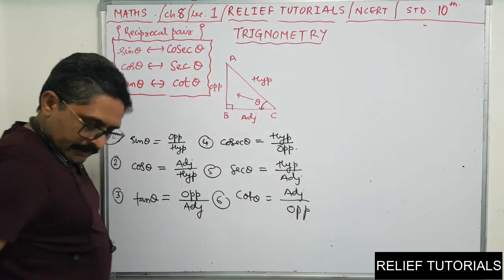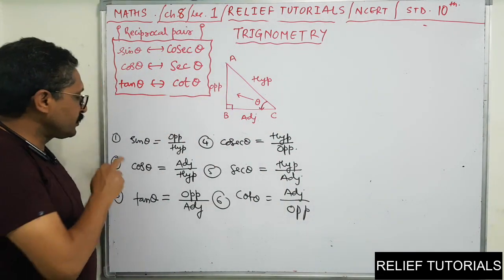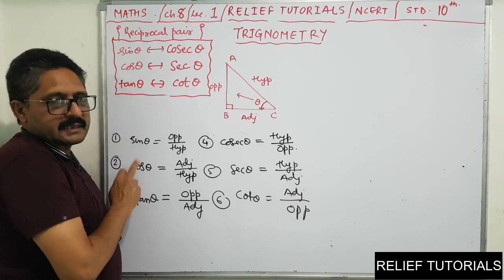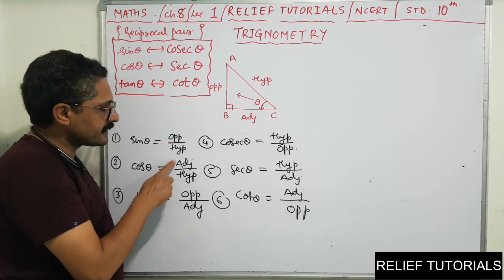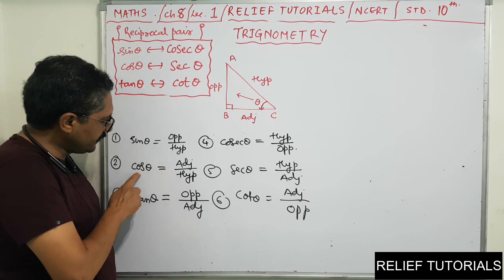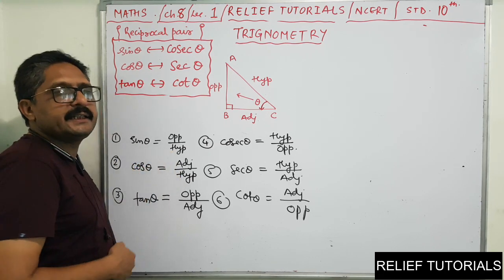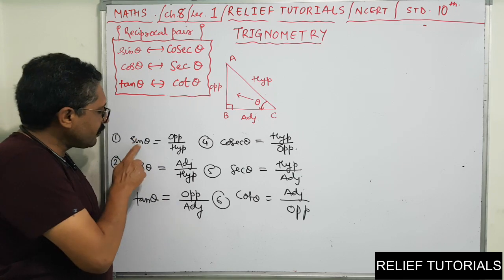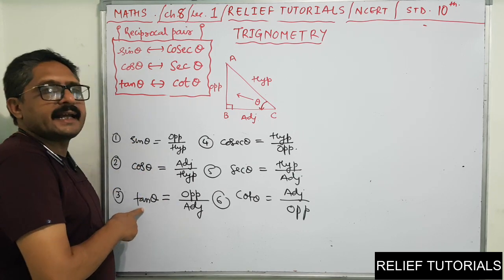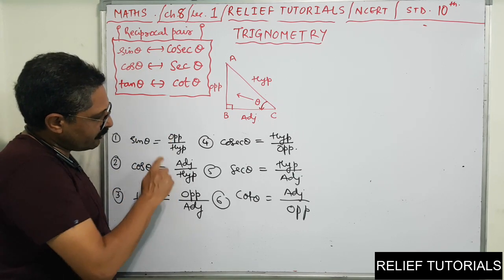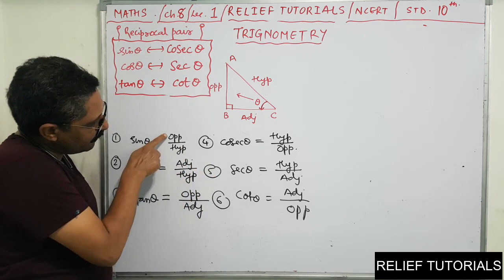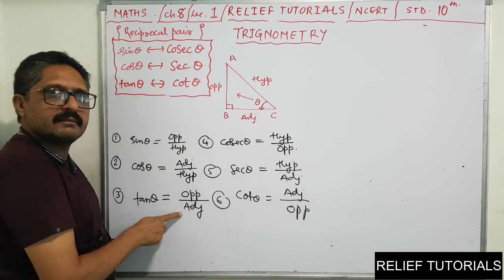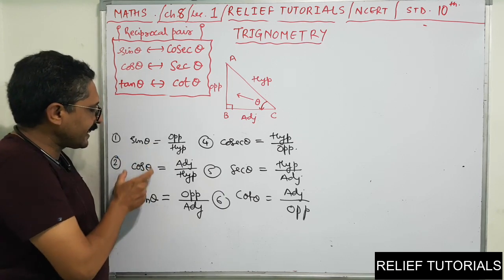Which are the two basic ratios? Sin and cos. Sine is opposite upon hypotenuse, cos is adjacent upon hypotenuse. In both cases, hypotenuse is in the denominator, and the ratio of sine and cos is tan. You have to take the ratio of these two. Hypotenuse will get cancelled. So what is left? Opposite upon adjacent.